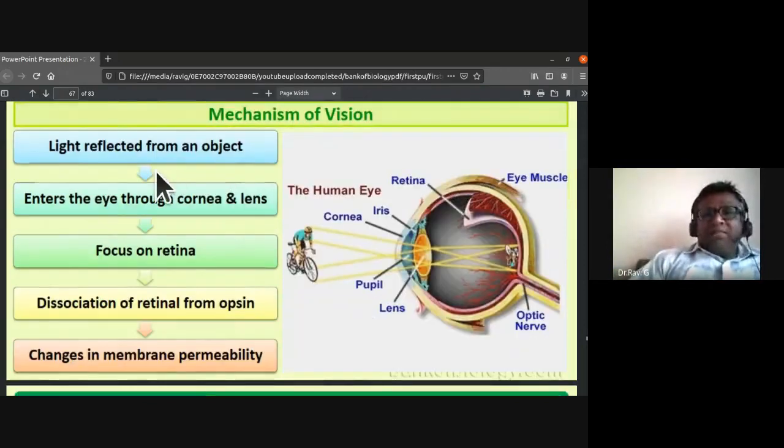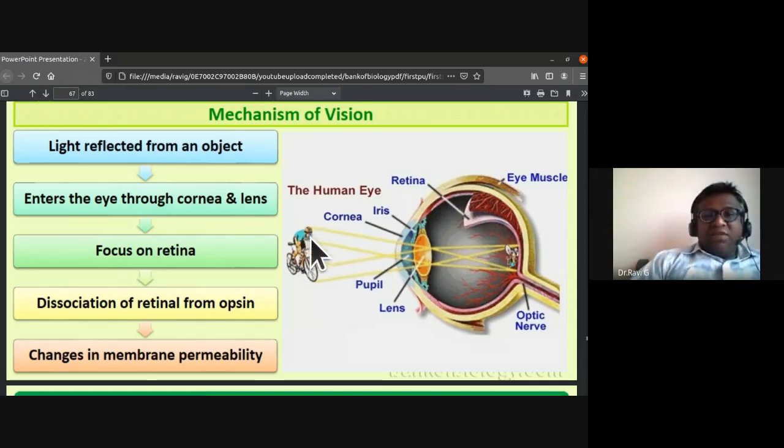Now let us understand the mechanism of vision. A person is cycling. The light is reflected from an object. The light reflected from the object enters the eye through the cornea and lens, and this image is focused on the retina.